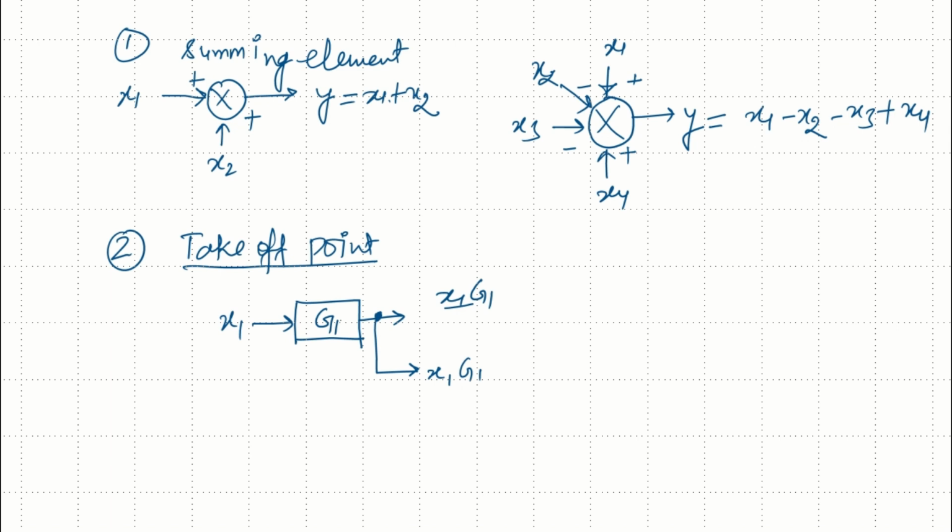So, these are mainly two elements which we use in a control system. Now let us discuss the reduction methods, or more precisely the reduction rules for the block diagram reduction method. Let me write it here.